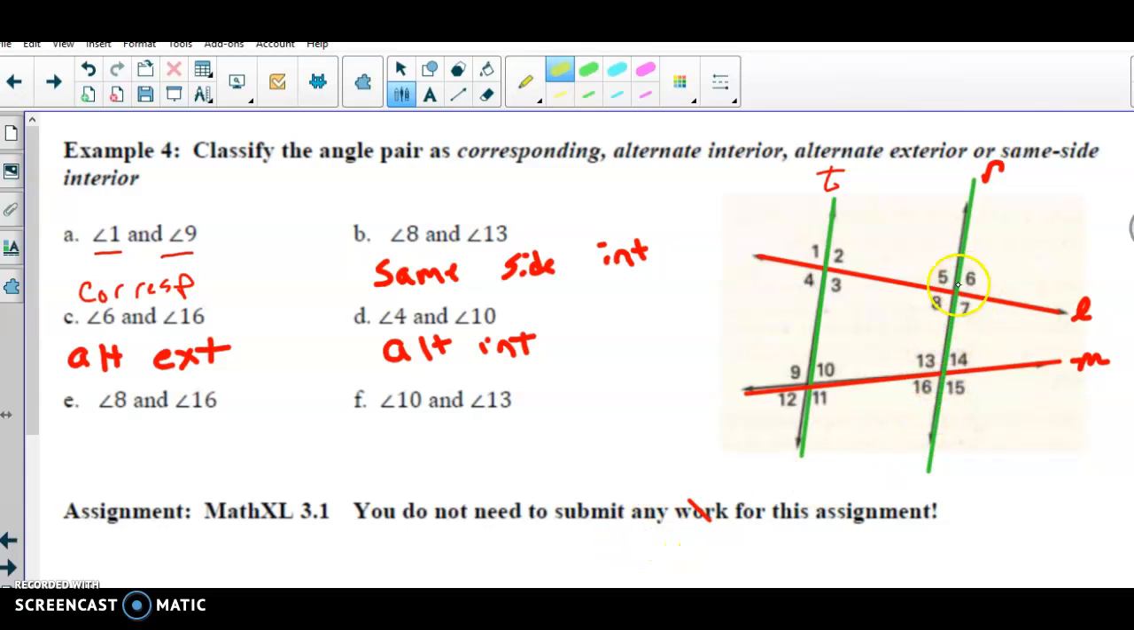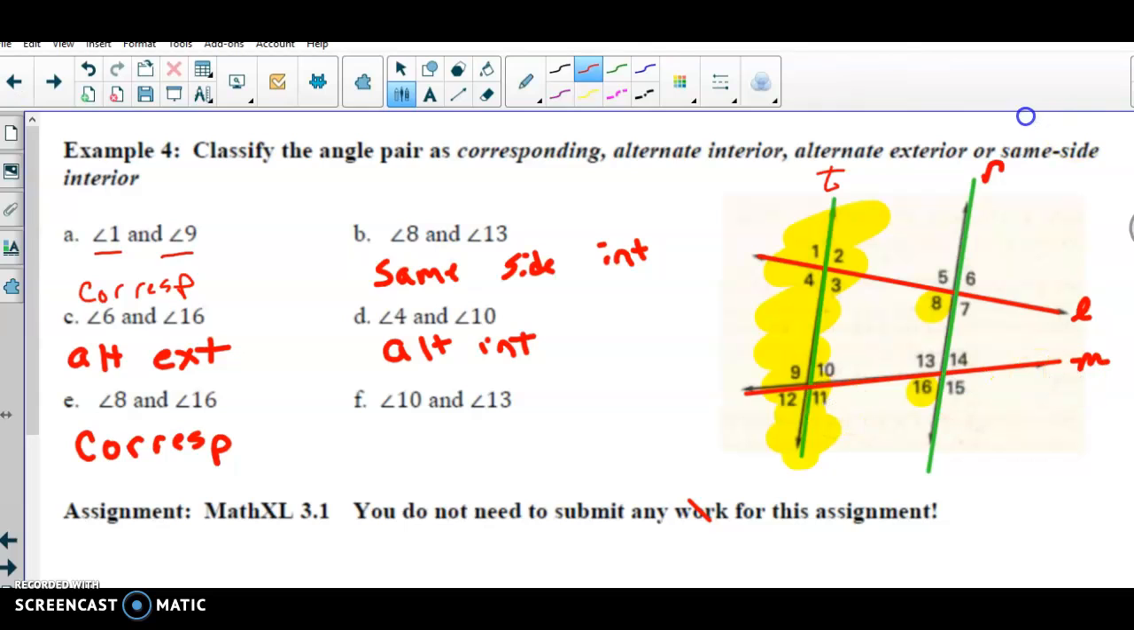And 8 and 16. Here's 8, here's 16. We can ignore this stuff over here. We've got lines L and M, and the transversal is R. They're on the same side of the transversal, but they're in corresponding positions. 8 is below line L, and 16 is below line M. So we call those corresponding.